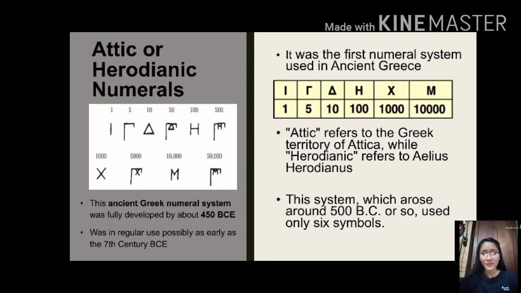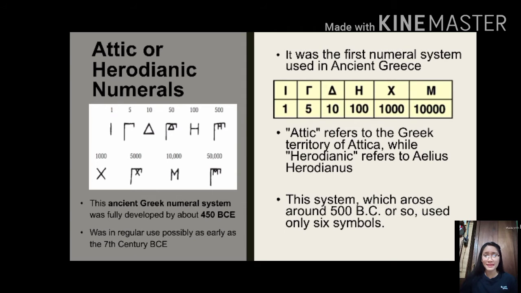It was the first numeral system used in ancient Greece. So Attic refers to the Greek territory of Attica, while Herodianic refers to Aelius Herodianus. So who is Aelius Herodianus? He is a grammarian of the 2nd century AD who described the system in his writings. This system used only 6 symbols.